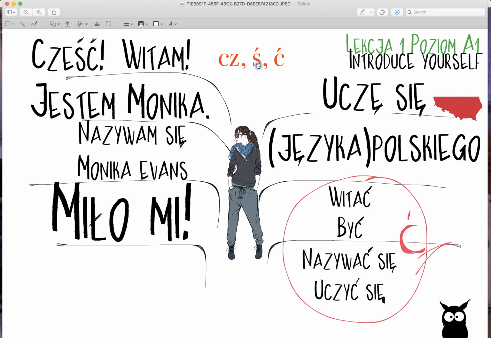Now we've got two consonants looking quite suspicious, I would say. S accent, C accent. What on earth could that be? S accent is she, and C accent chi. So what I'm going to do, I'm going to go through this word very slowly, pronounce it for you very slowly, and I want you to pay attention how this word is pronounced. So, cześć. Can you see it? So that's ch, she, and chi. Cześć. Try practicing it with me or after me.